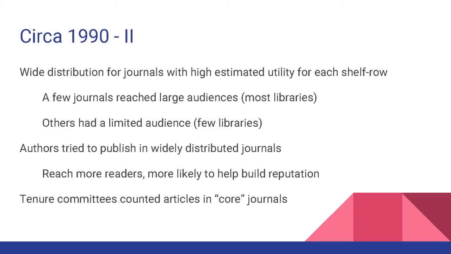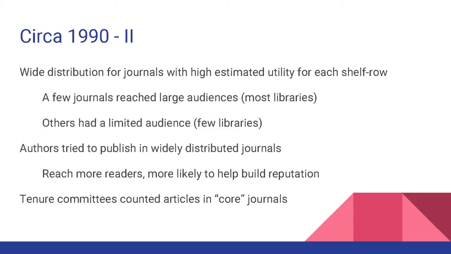Looking at the challenges of distribution and storing the journals, the distribution channels ended up being bimodal. There were a small number of journals in each field that were deemed to be high utility for the amount of space that they were taking. These journals were widely subscribed to. They had huge audiences, or at least much larger compared to other journals not considered core.